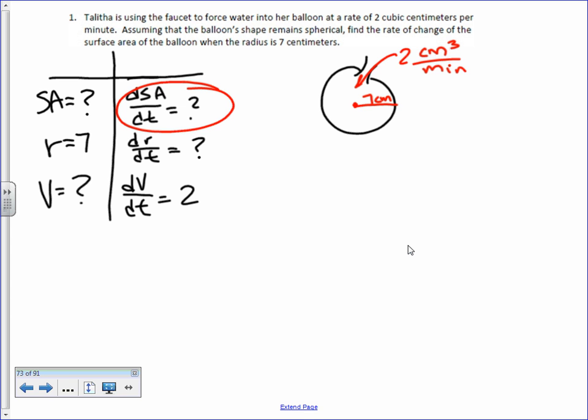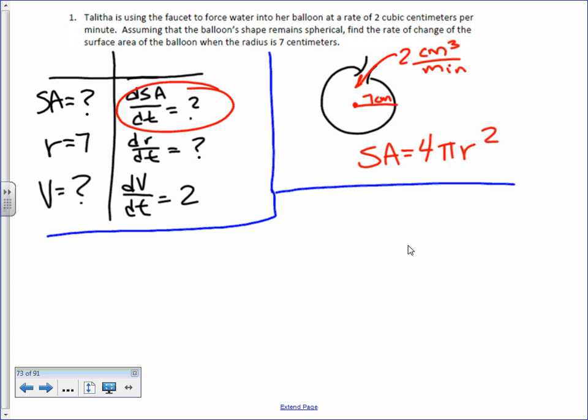What we should do next, though, is set up the equation that's going to help us find this one that we circled right here. We want to find that one. So we need to set up the equation that's going to help us to find that one. And that's the derivative of the surface area, the rate of change of the surface area. So the equation I'm going to use is the surface area equation. Surface area equals 4 pi r squared for a sphere. Okay, I'm going to segment my board here.